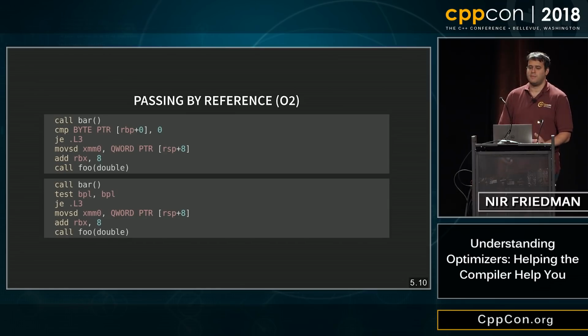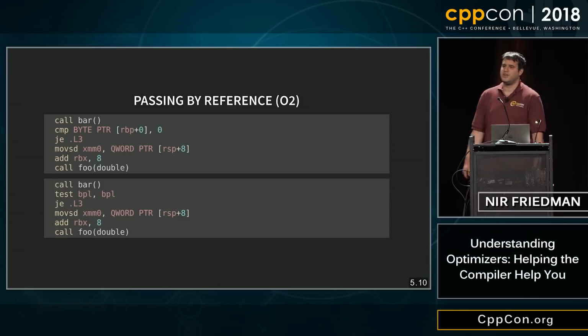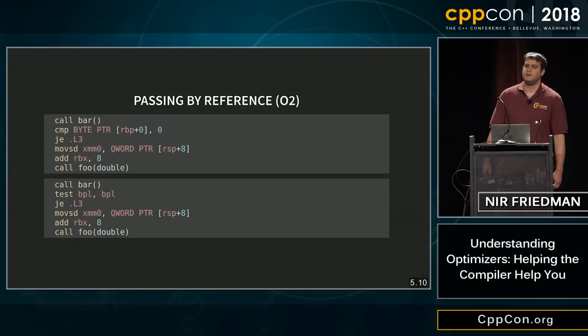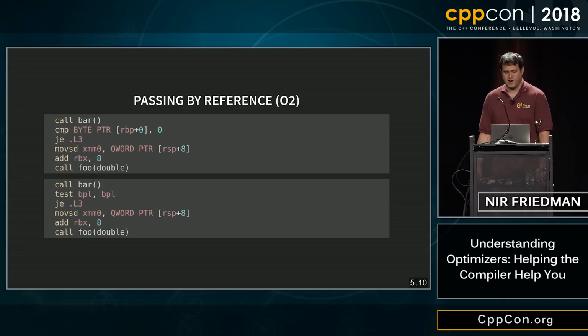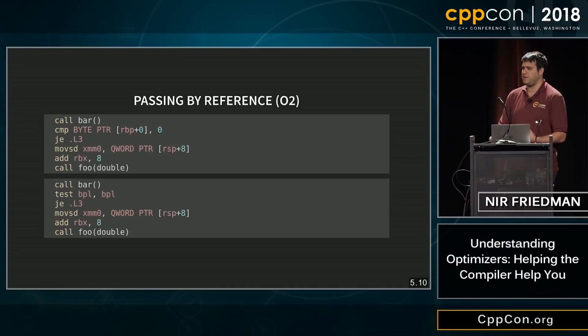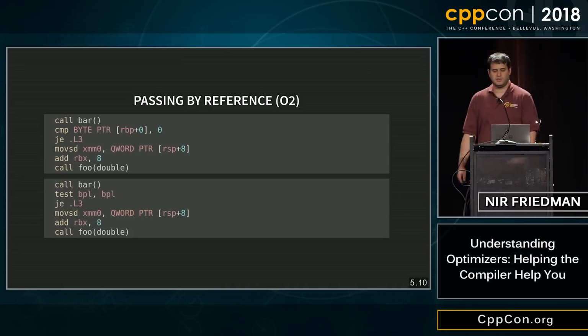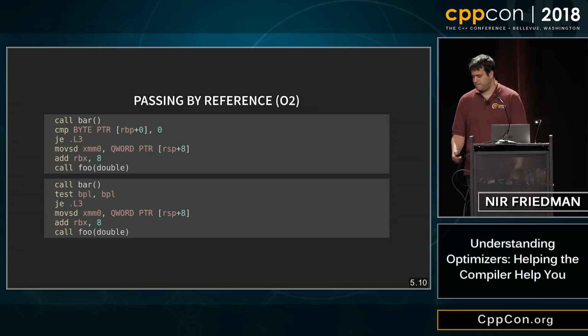So here's the assembly. One of these is from if it's a reference. One of them is if it's by value. Can anyone guess which is which? Who thinks that the pass by reference is the top one? Who thinks it's the bottom one? Okay, so most people aren't sure. So it's the top one. The comparison is sort of on this byte pointer indirection instead of this direct register test that you have in the bottom one.